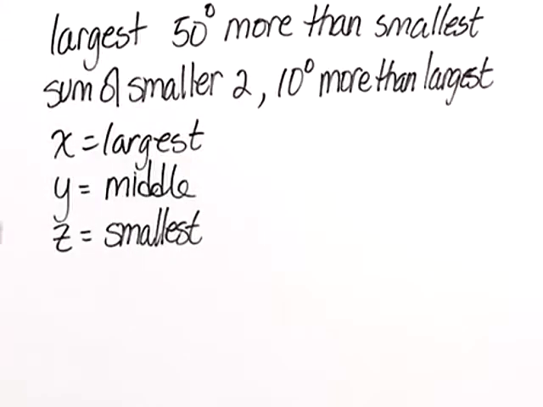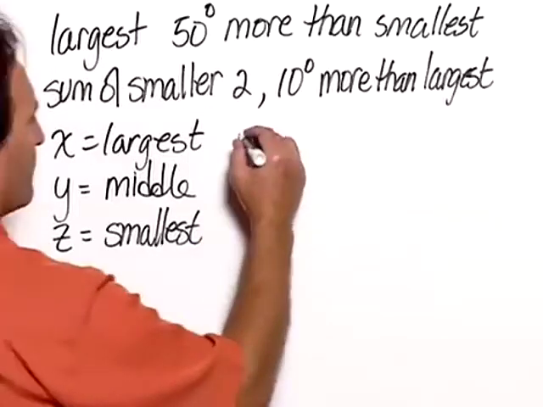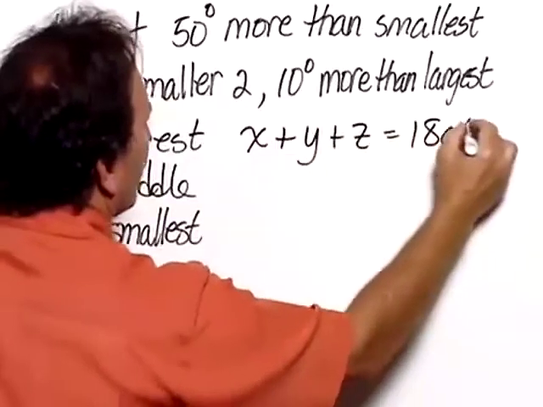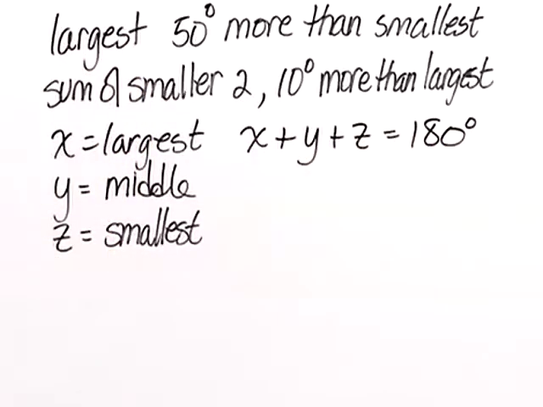So on the board, I've written the important information. I've also said, let's let x equal the largest, y equal the middle, and z equal the smallest angle. What we need to remember is, first, that the three angles of a triangle add up to 180 degrees. And therefore, we can write our first equation, x plus y plus z equals 180 degrees.